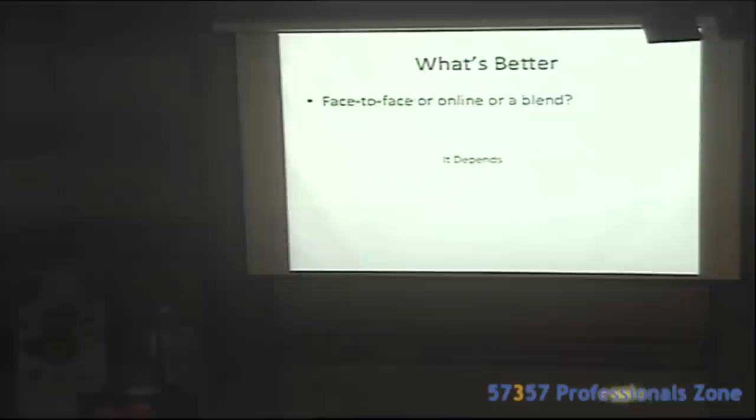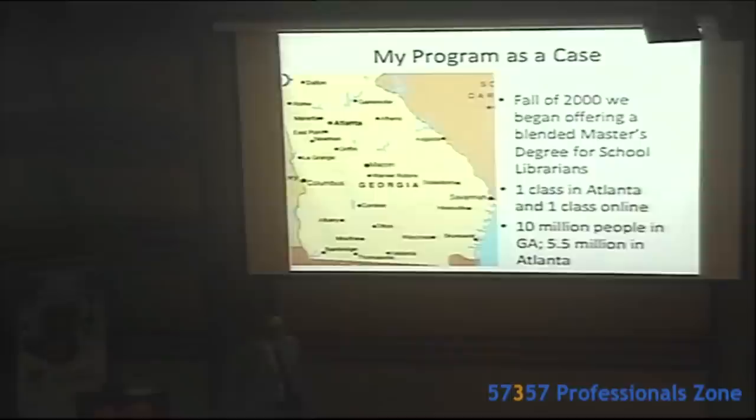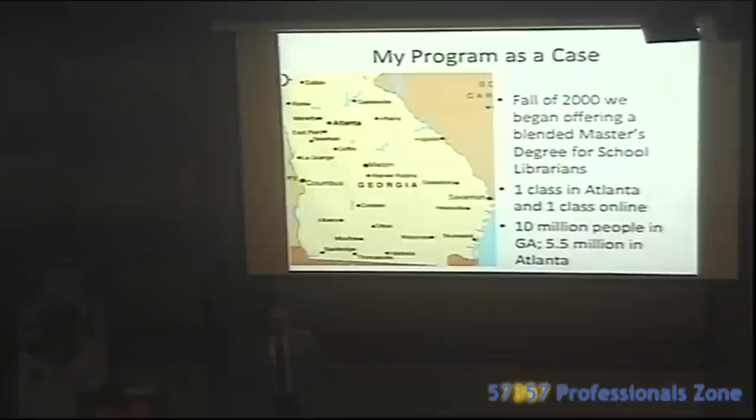So let me take as an example one of the things that we've done in our program in the United States. As I said, they're all online, but back in 2000, what we decided was we really needed to have more students in our program. In the state of Georgia, which is depicted here in yellow, there are about 10 million people that live in the state, and 5.5 million of them live in Atlanta, here in the red dot. Athens is where the University of Georgia is. It's about a 1.5 hour to 2 hour drive between Athens and Atlanta. And so it's kind of far away.